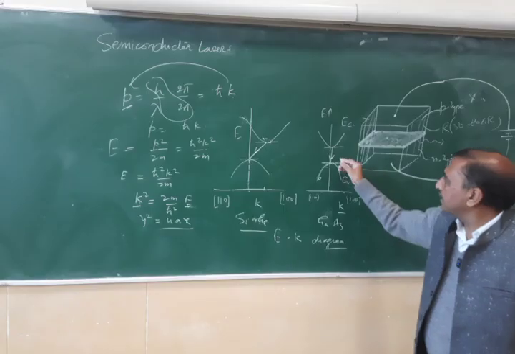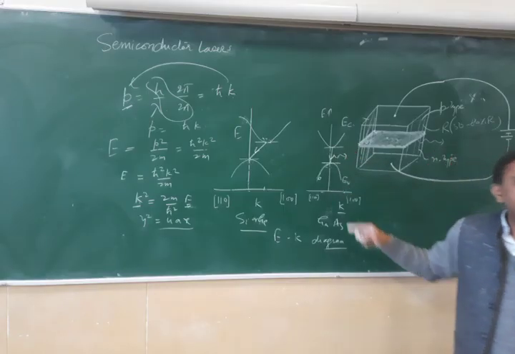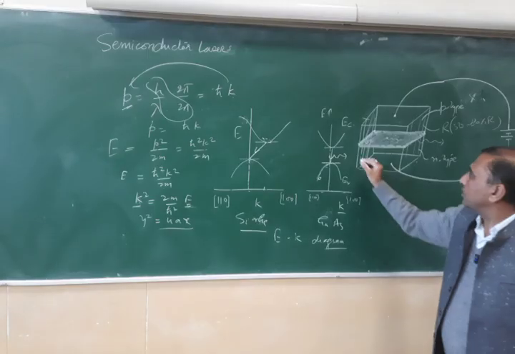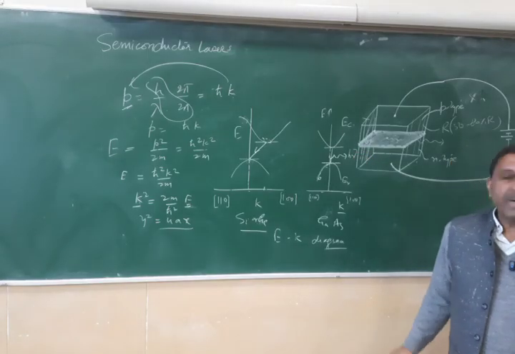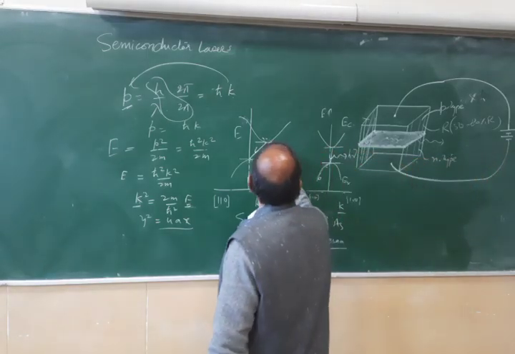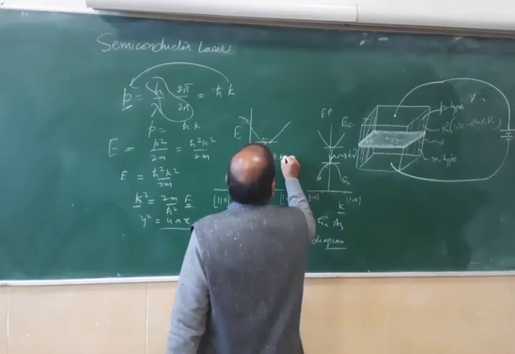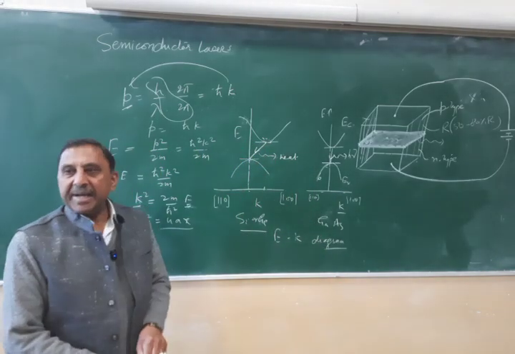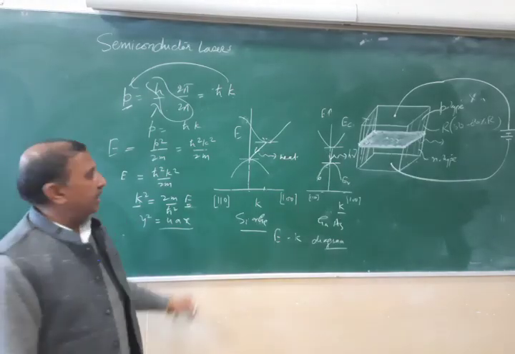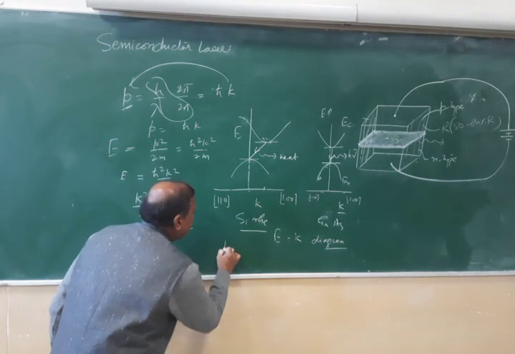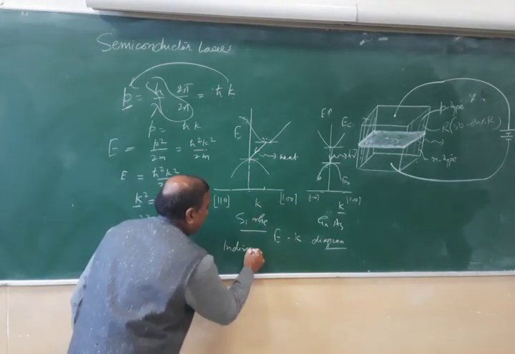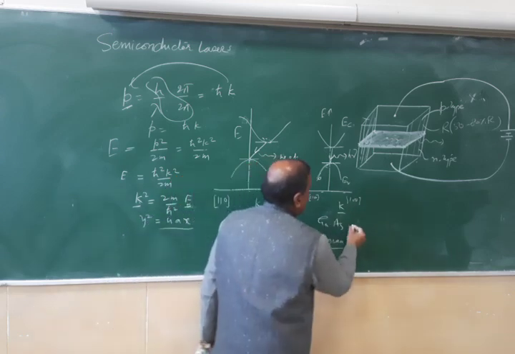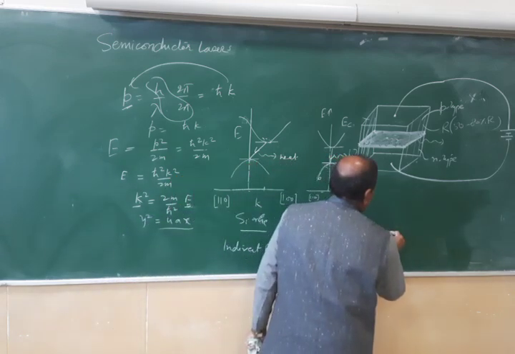And in this transition, this energy released will be going in form of h nu, but here it will be going in form of heat, right? So if the band arrangement, band gap arrangement, is like this, it is called indirect band gap, and this is called direct band gap.